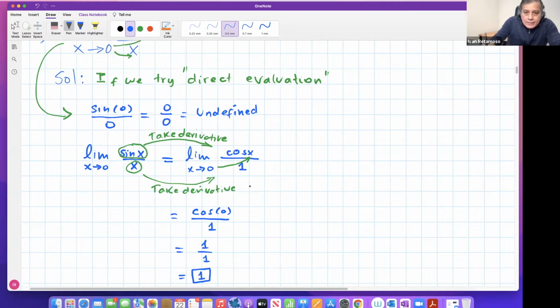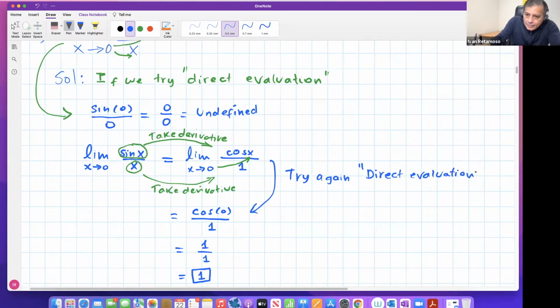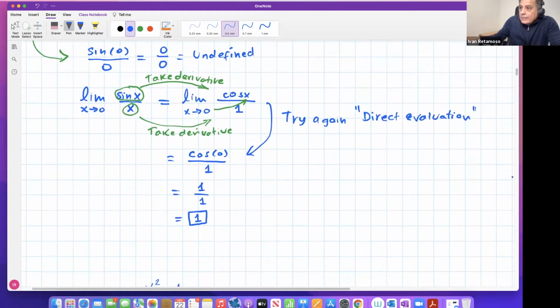So once you take the derivative, basically you try again, right? You try again. So you have to go from here to here. I just did this. Try direct evaluation again, right? And then you will see that it works. Okay. Direct substitution also called, right? Yeah, very good. Great. That was our first example, guys.